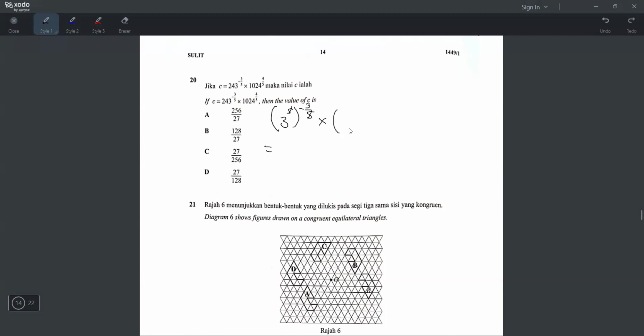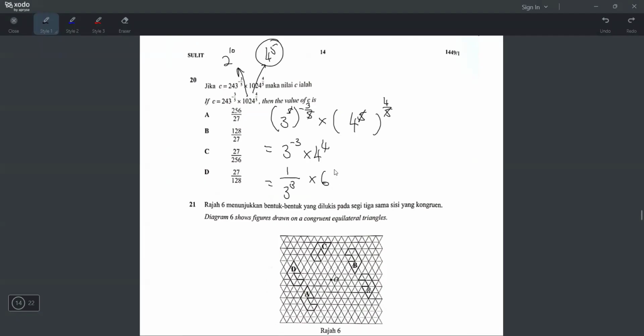Times with this 1024, which is power 4 over 5. 1024 actually I know is 2 power 10, but I will not change to 2 power 10 because I cannot cancel. I will change to 4 power 5, which is also 1024. I did this so that the 5 and the 5 here cancel, because when you have powers side by side like this, you have to multiply them together. And if this is a fraction, then when you multiply, top and bottom can cancel. So you are left with 3 power negative 3 times 4 power 4. 3 power negative 3 is the same as 1 over 3 power 3.